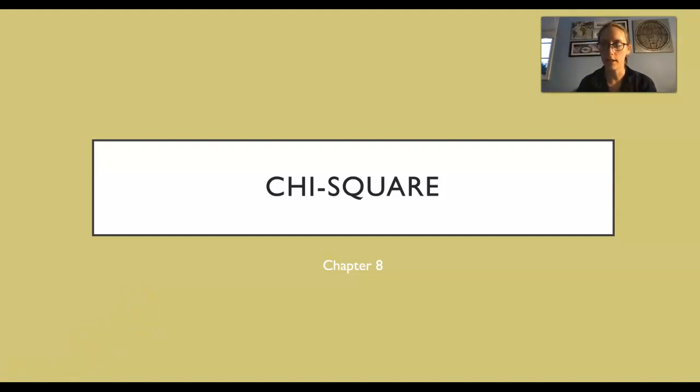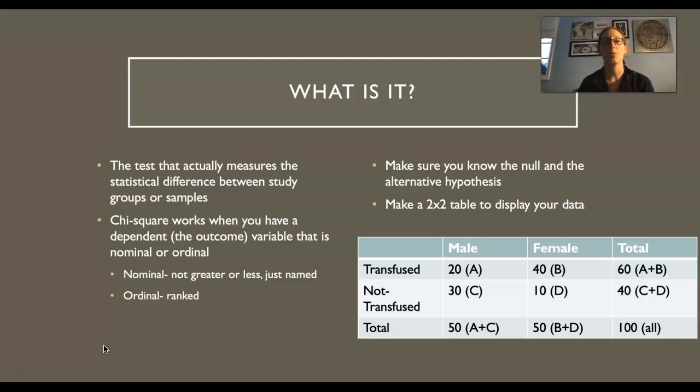This is chapter 8, and this gets a little complicated as far as material goes, but we'll break it down and try to make it a little easier for you. So what is it? It's basically just a test that measures the statistical difference between a study group or samples. That's it, that's all we're trying to do.